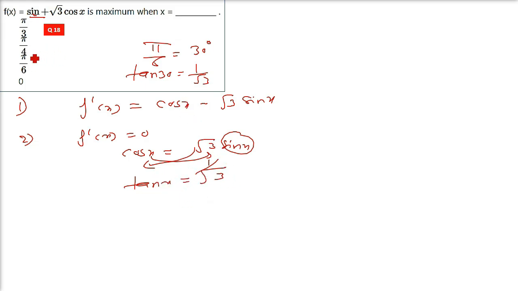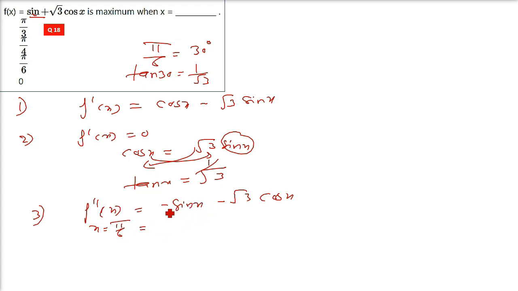Now you can say that the answer is pi by 6. You can stop and just tick, meaning you can choose the correct option and move on. But there is a confirmation. We will confirm, and only then come to any conclusion. So f double dash x is what? Again differentiate the first derivative, now we have to find out the second derivative. The second derivative at x equals pi by 6 you have to find out.